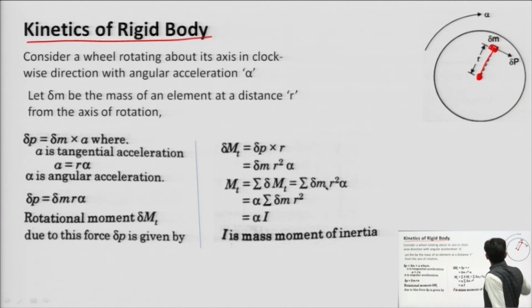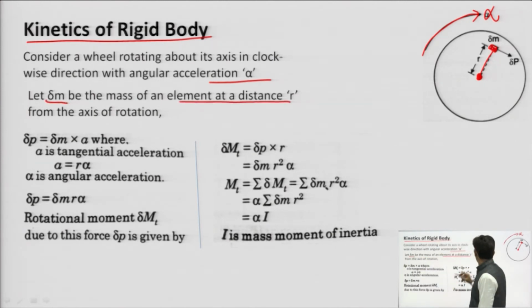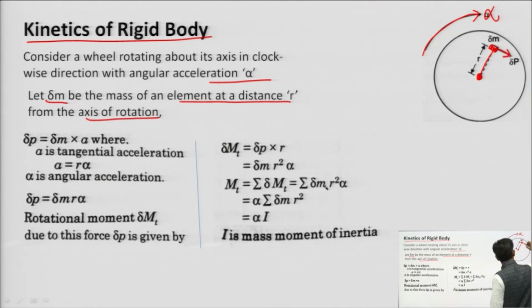If mass dm is rotating in the counterclockwise direction with angular acceleration alpha, let del m be the mass of an element at a distance r from the axis of rotation. Then what will be the value of this force del p due to this small element of the wheel?